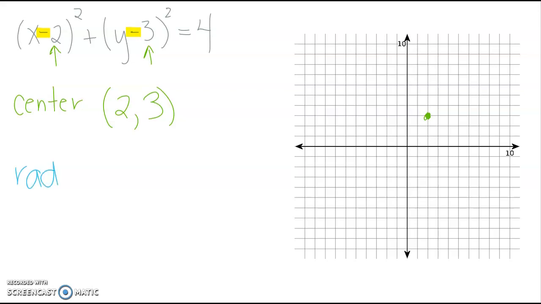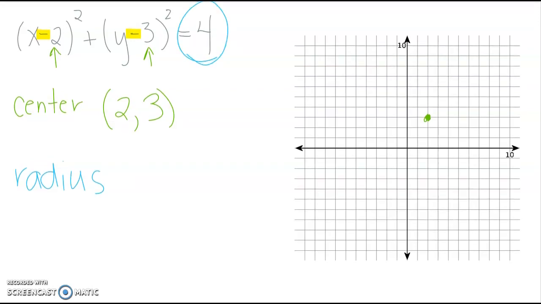Then, in order to draw my circle, I need to know the radius of my circle. In order to find the radius of my circle, you're going to take this constant number, 4, and find the square root. So I need to find the square root of 4, which in our case is 2. So if my radius is 2, I'm going to take that center and count right 2, go to the center and count up 2, go to the center and count left 2, and at the center go down 2, and I have just found the radius of my circle. So I can sketch that circle because the distance from the center to each side should be 2.